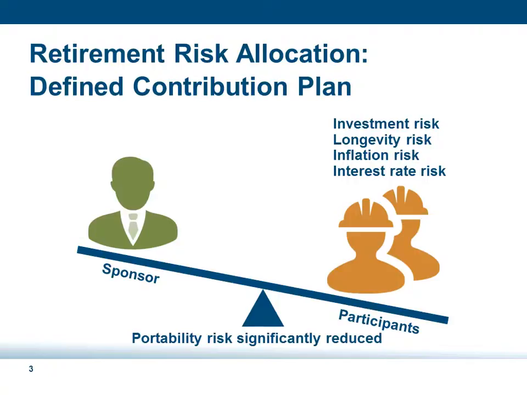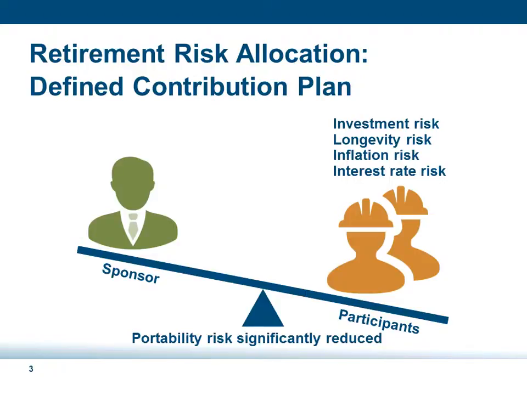Portability risk is significantly reduced because even if you change employers, the money in your old plan continues to grow. So if you worked at 3 different companies, you would likely still have the same retirement income when you retire as you would have had if you'd stayed with one employer. That assumes that the money doesn't leak out of the plan and turn into something other than retirement income.